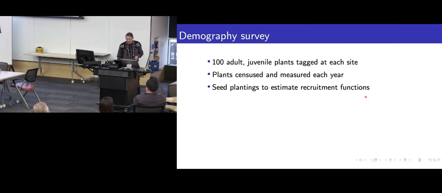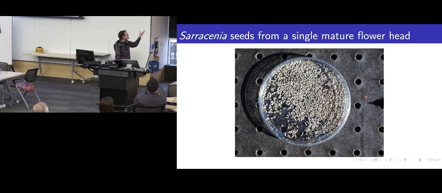Back in '98, we tagged 100 adult and 100 juvenile plants at each site, went back every year and measured them. I think the cohort finally conked out about 2021. That was the last year I had plants to measure. We also did seed plantings to estimate recruitment functions. A single flower head has about 1,000 seeds in it, so we plant those out and see what our yields are.